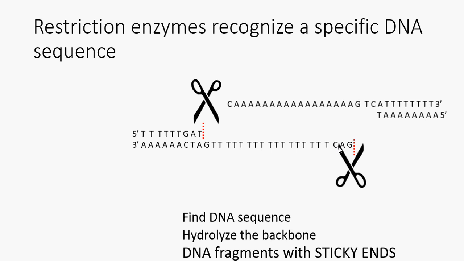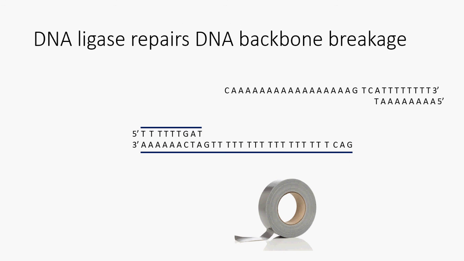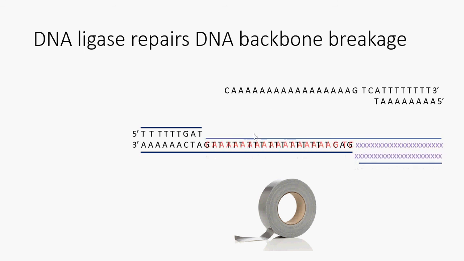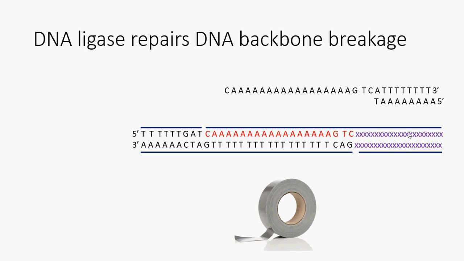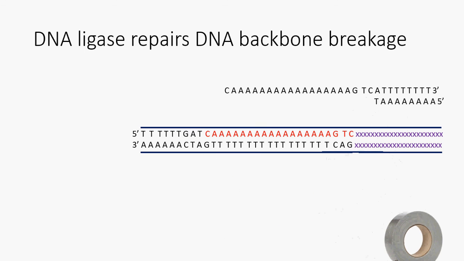So here I've drawn in the backbone as these solid blue lines. This DNA ligase repairs DNA backbone breakage. Right? So our advantage here is that we've separated these two strands of DNA. We can take a new piece of DNA, shown here in purple, and as long as it is complementary in the sticky end portion, this will stick together. DNA ligase then comes in and repairs the backbone breaks. So this is exactly how we get recombinant DNA.